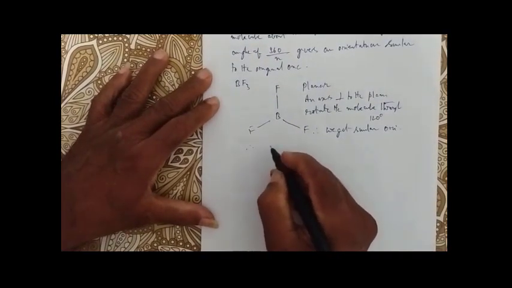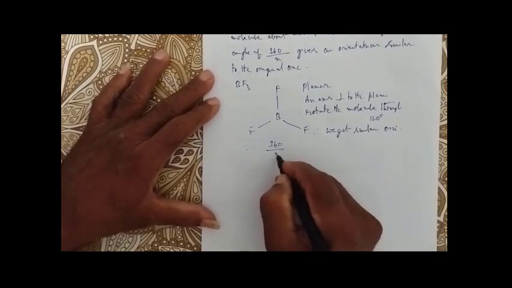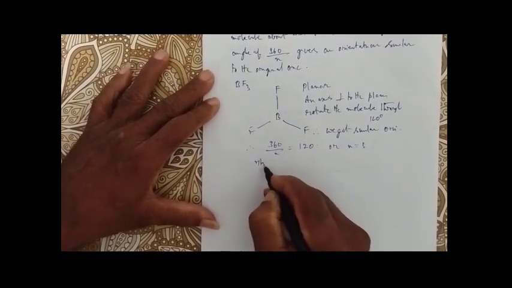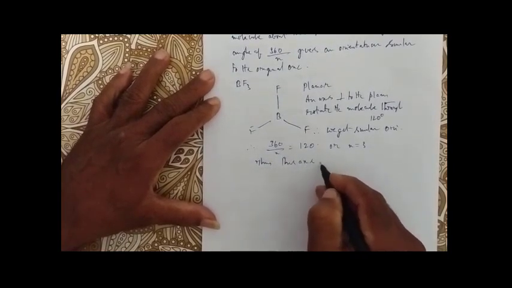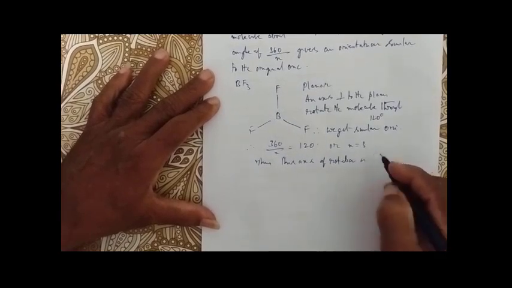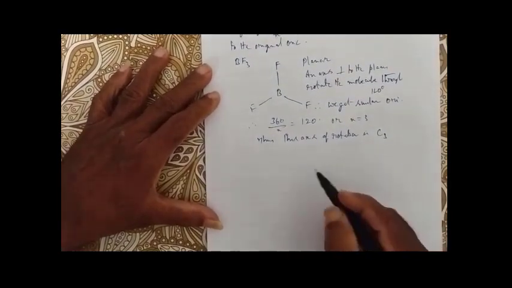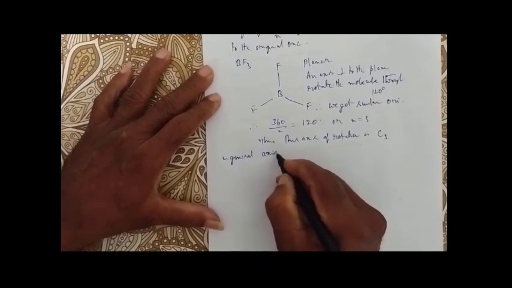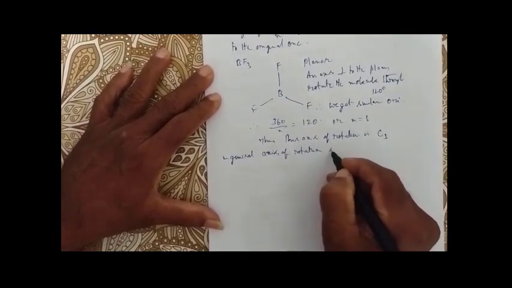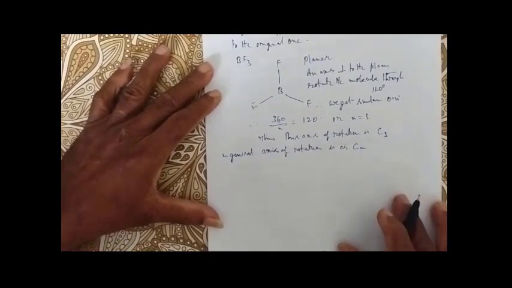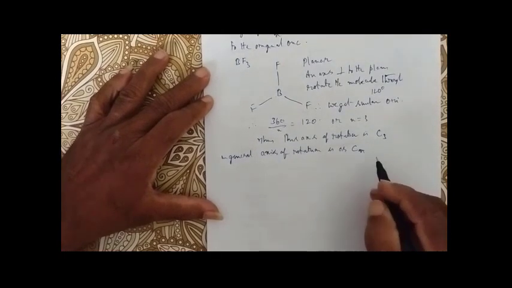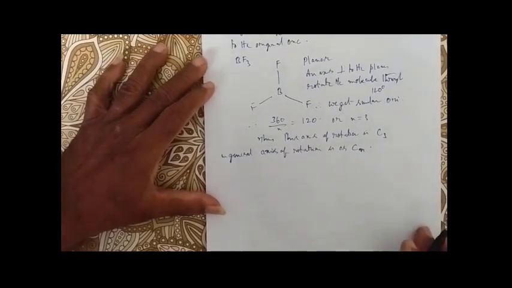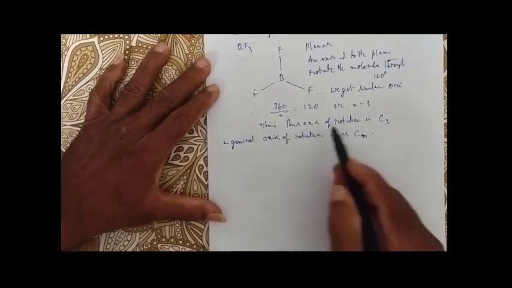Therefore, now here 360 by n equal to 120, or n equal to 3. Thus this axis of rotation is referred to as C3. Therefore the axis of rotation in general is represented as Cn, n for number. What is n? n is the number of times that a similar orientation is obtained during the rotation of 360 degrees. Therefore for boron trifluoride the axis is a C3 axis.